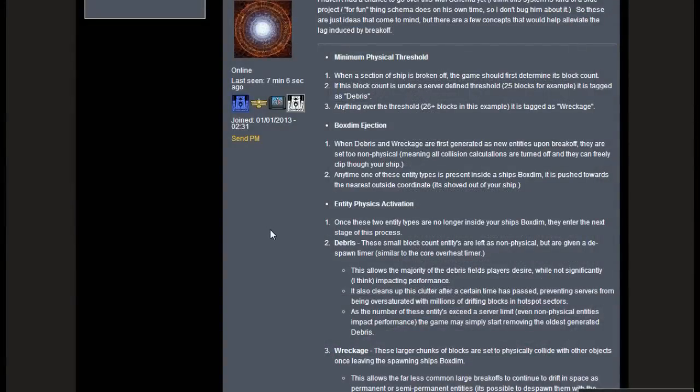Basically, minimum physical threshold. I can't follow the stream because my Adobe's not up to date and I'm on my old computer. Bro's password. Lego, Tom's trying to talk. Let's get on with this.